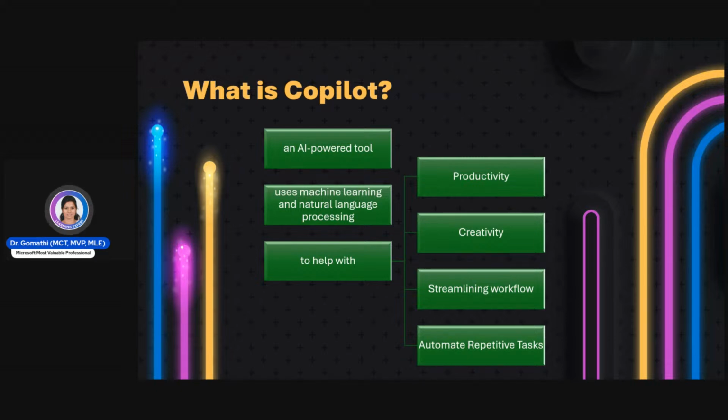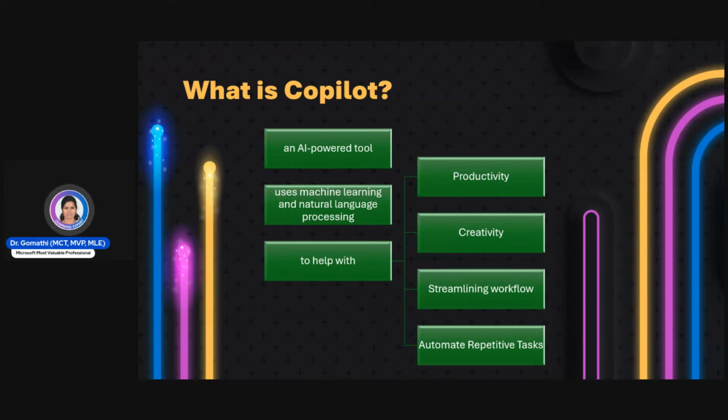Okay, so productivity. How is it actually increasing your productivity? Usually we spend a lot of time to complete any specific task, but with the help of AI you can do it even better. Creativity: because you are saving time, you can utilize it for your creativeness. You can streamline your workflow, how it has to proceed, how you can go ahead with the next one. This proper process and workflow is possible with the help of Copilot, and it also automates your repetitive tasks.